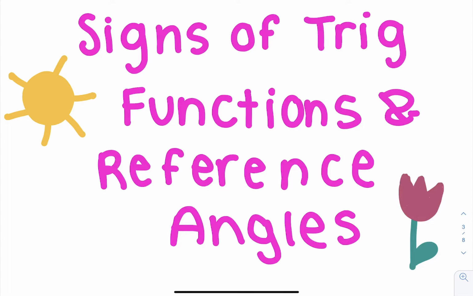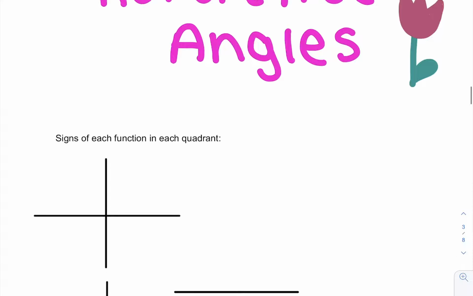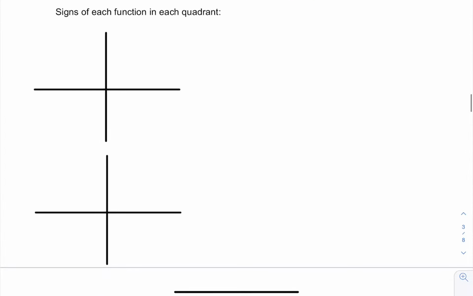In this video, we're going to be learning about the signs of trig functions in different quadrants and also what reference angles are and why they're useful. So to investigate the signs of each trig function in each quadrant, we're going to pick a point in each quadrant and then generalize that to all points in the quadrant.